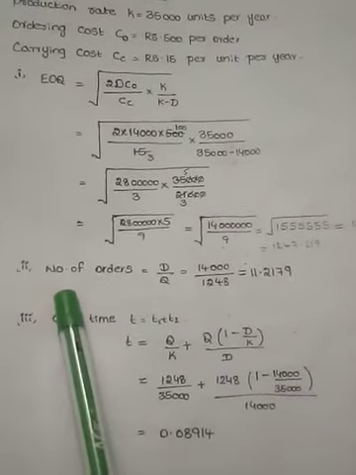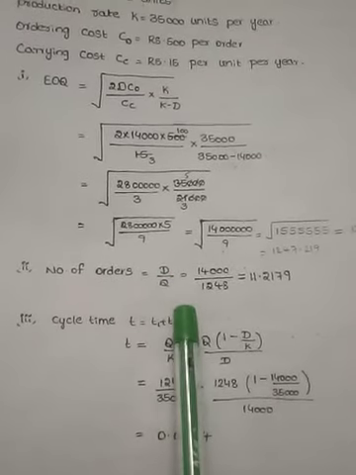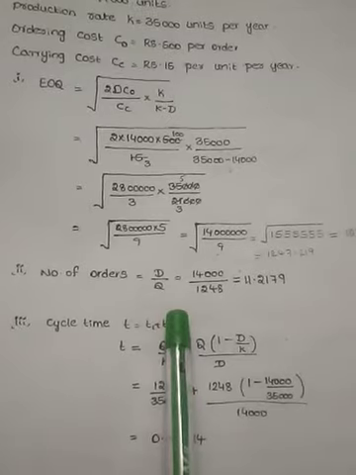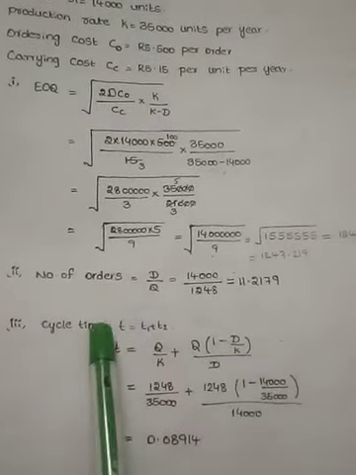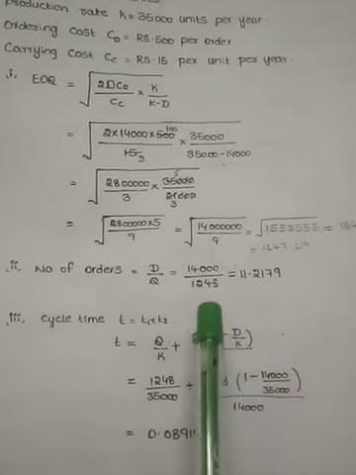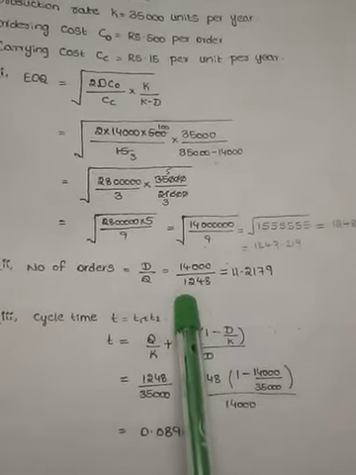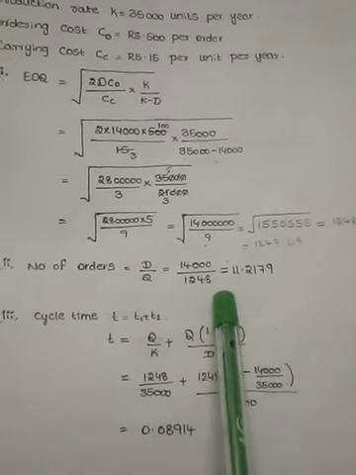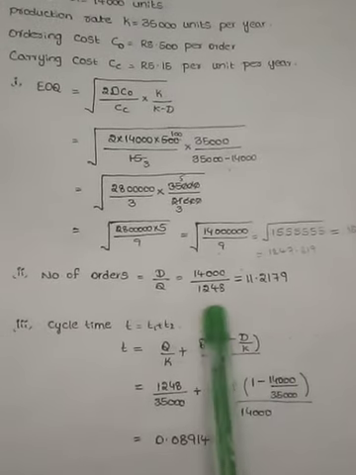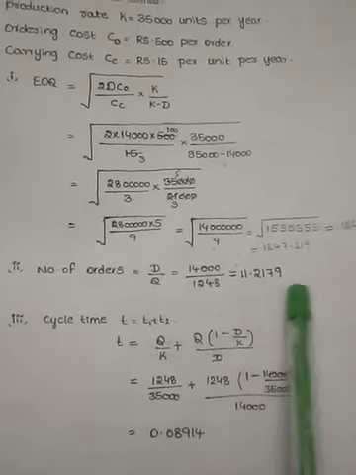The next one is the number of orders, which is D by Q. By substituting the values of D and Q, the D value is 14,000 and the Q value is 1248. By calculation, we get the value 11.2179.